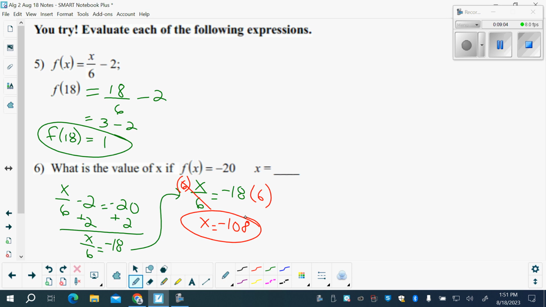Yeah, sure. Okay, so on this number 6, we do not have a number inside here. So what we want to do is set this equation equal to the f of x. So substitute x over 6 minus 2 for that f of x, and then set that equal to 20, and then solve that equation to find out what x is.